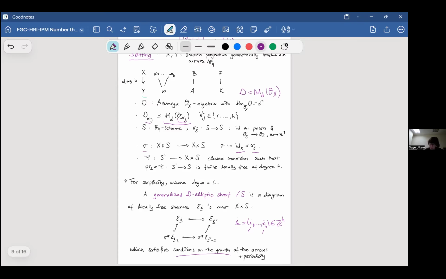Here, I want to specify one thing. One of these conditions on the growth is on the cokernel of these t_i's, and this has support on this image of this psi here.